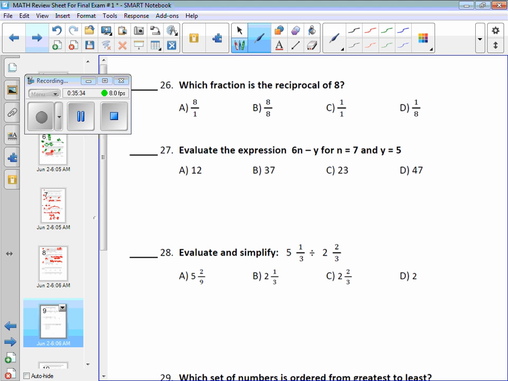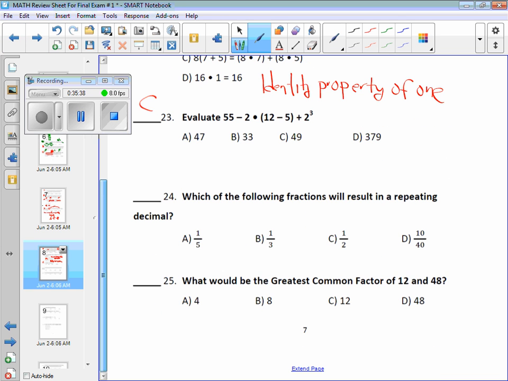Reciprocal. There were two really easy questions. Okay, great. So, yeah, I'll go through it quickly. Should be B. That's 0.3 repeating.